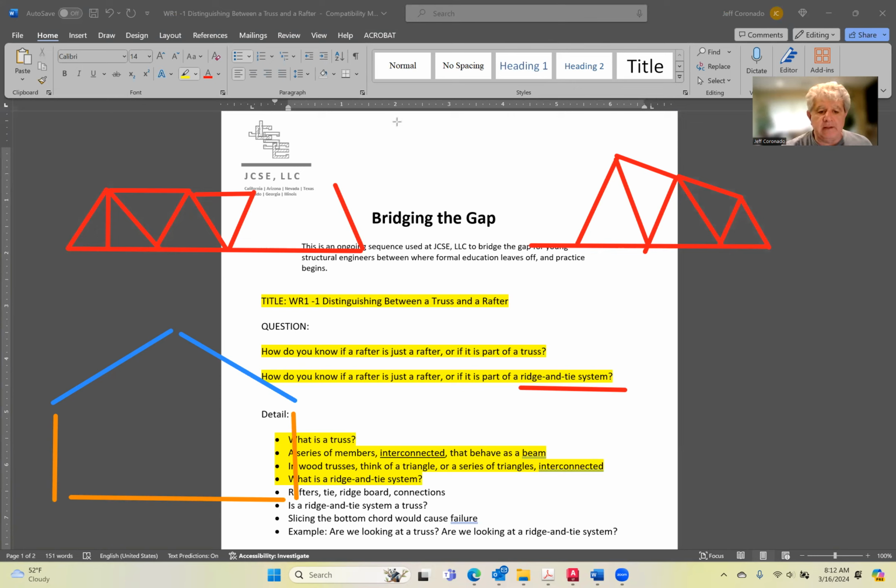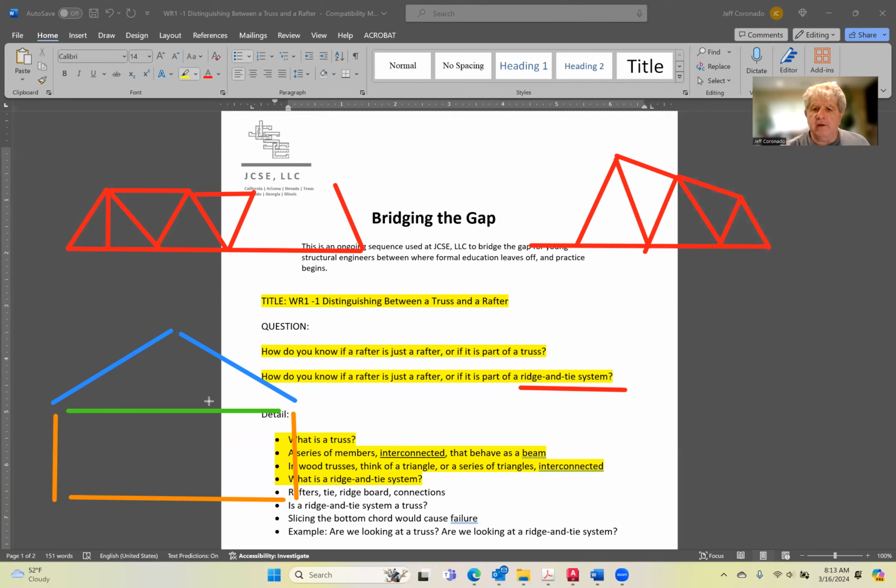Rafters. We have a tie. We use a different color for the tie. We use green. We use green for the tie. So what is that tie, that light green member? What do you think that represents in practice? Well, real good chance that represents the ceiling joist, right? That's the ceiling framing.